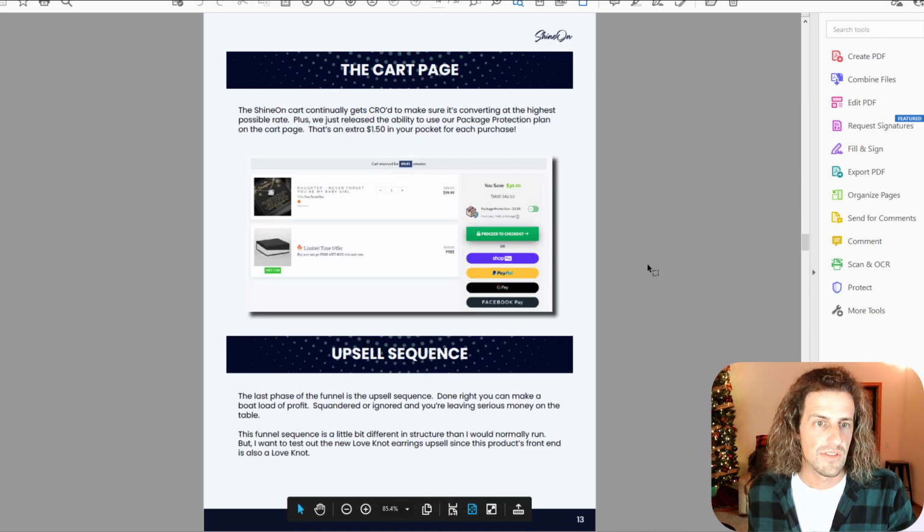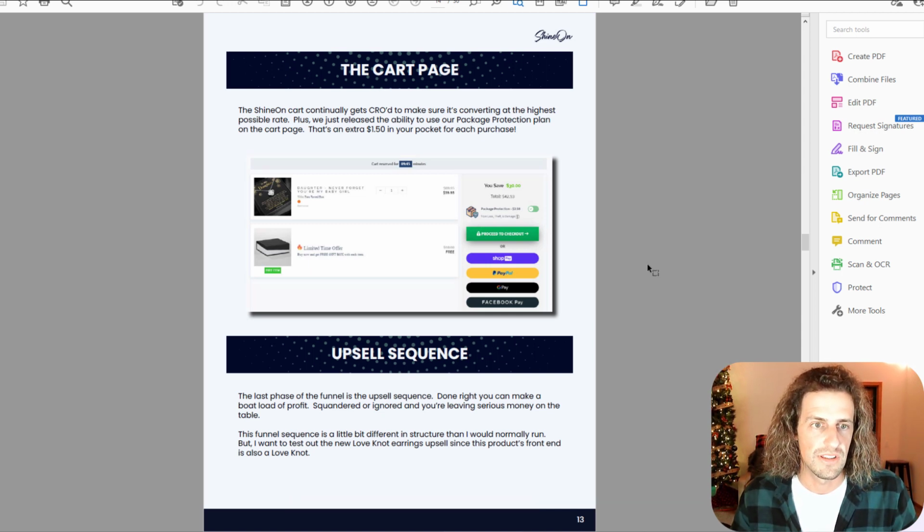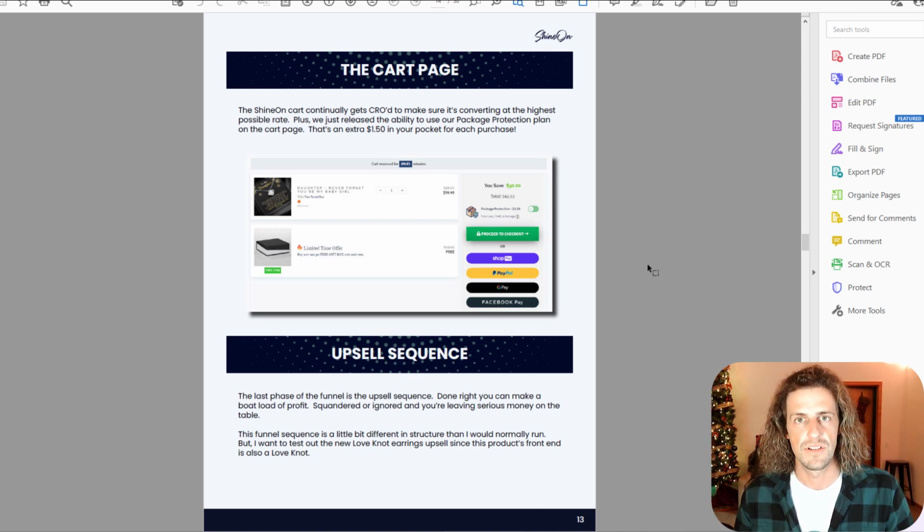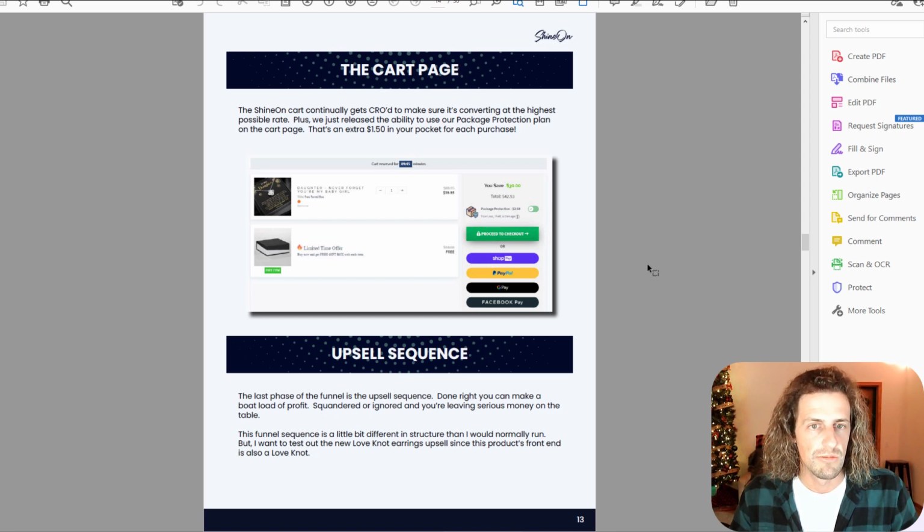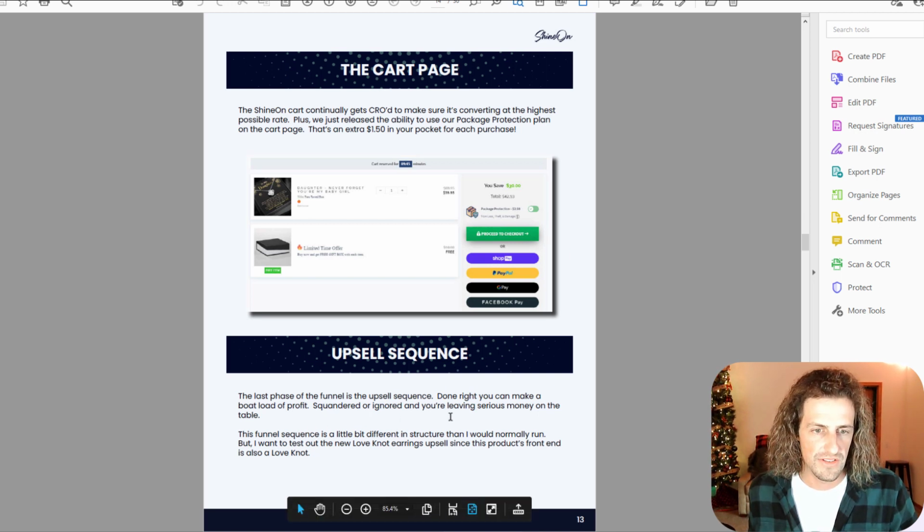The cart page. So the ShineOn cart continually gets conversion rate optimized to make sure it's converting at the highest possible rate. So that's a huge service that ShineOn does provide to all sellers on the app and on the platform, constantly testing, trying new products, upsells, and button placement, text to get you the best conversion rate on all of your sales. We released the ability to use our package protection plan on the cart page. So that's an extra $1.50 in your pocket for each purchase, at least at the time of this recording. So like free money.